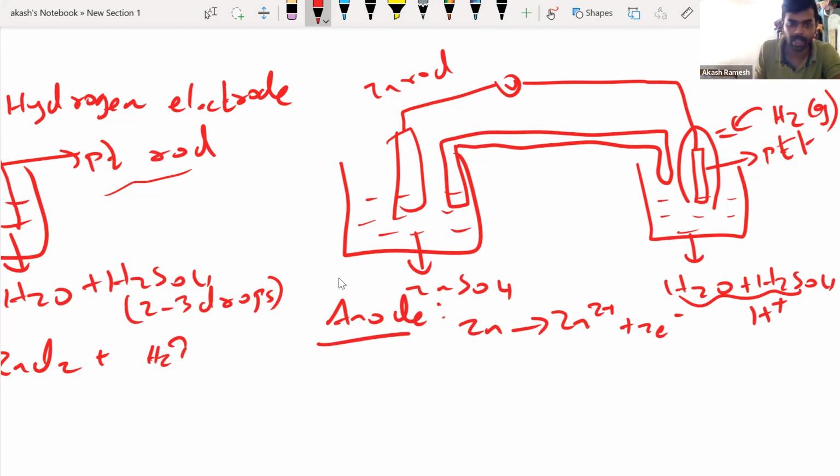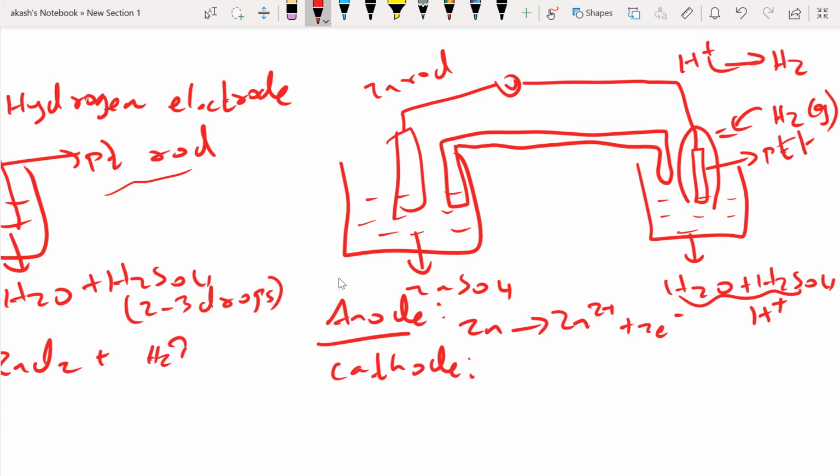Yes, oxidation is happening. And in the cathode, reduction has to happen. Now think about it and tell me, you have H+ and H2. Converting what to what will be reduction? H2 to H+ or H+ to H2? H2 to H+, sir.